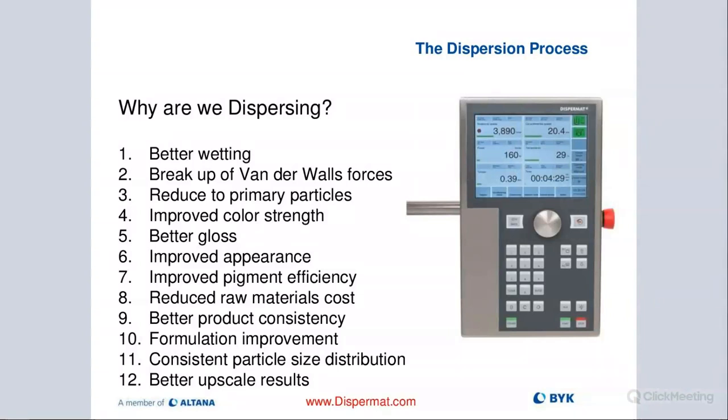Obviously, it's going to help us also to save money by having reduced raw material costs, much better product consistency. Our formulation is going to be better. And also, we're going to have a much more consistent particle size distribution, which will also give us hopefully better upscale results when we go from the lab space up to manufacturing.